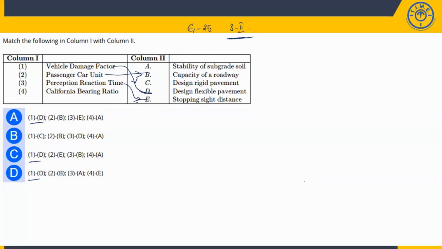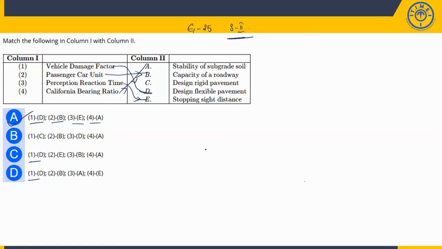So next, California bearing ratio (CBR). It is the stability of subgrade soil. It is nothing but a penetration test used to evaluate the strength of subgrade soil. So CBR goes to A. So 1 goes to D, 2 goes to B, 3 goes to E, 4 goes to A. Option A is our answer. Right pick. Very good.